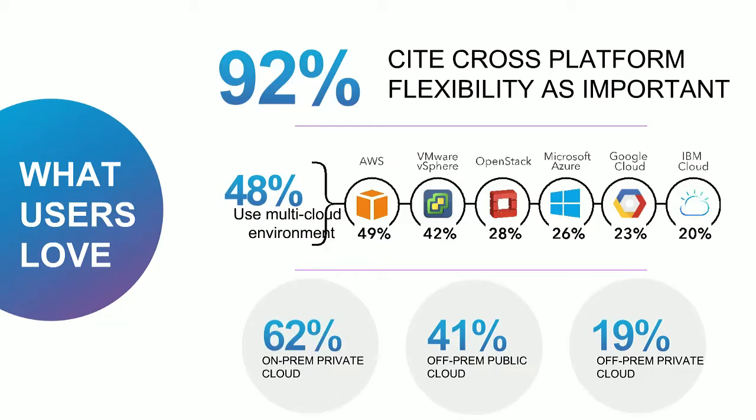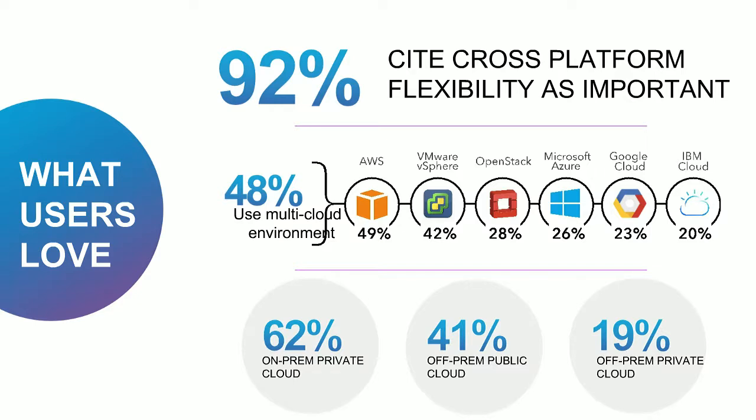We also asked the users to tell us a bit about what matters to them. 92% cite cross-platform flexibility as being super important. 48% are actually using multiple infrastructure providers underneath their Cloud Foundry environment. So you think about this as the term multi-cloud, or even going back to hybrid cloud. Do you use off-prem and on-prem infrastructure options?